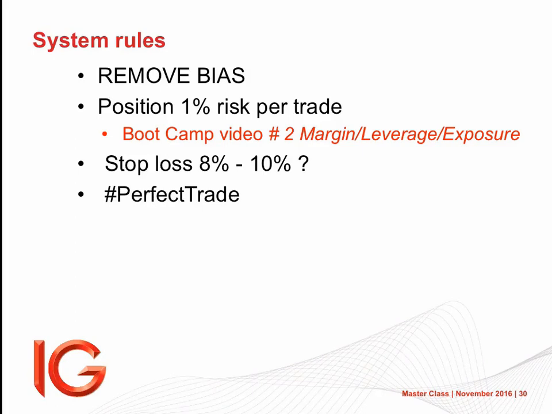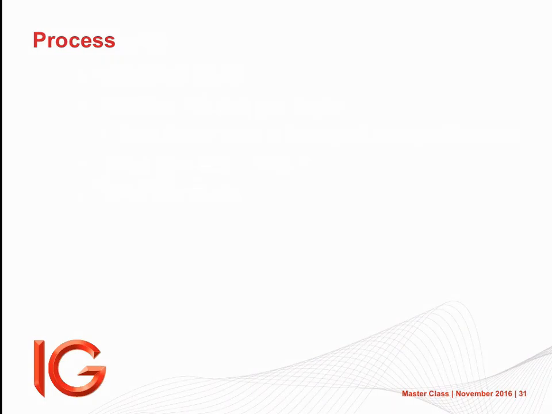The reason we hate stop losses and we want to make them really, really tight is because we want to limit our loss and maximize our profit. But if we use proper risk management, it doesn't matter whether your stop loss is 1% or 50%, your risk in the trade is going to be exactly the same, so no problem whatsoever.